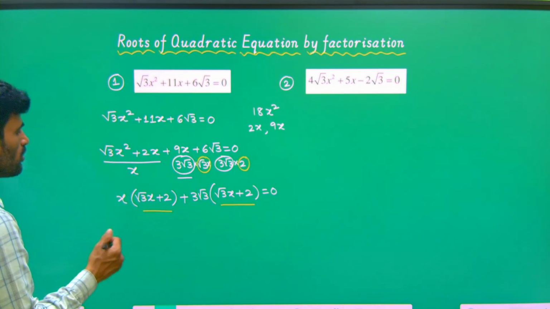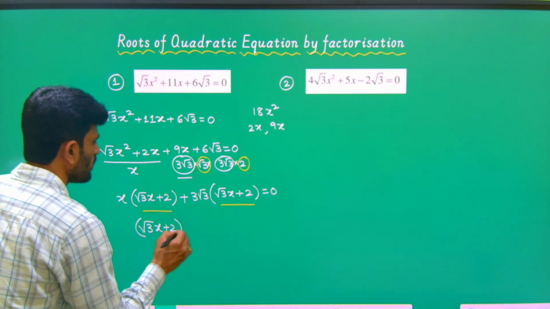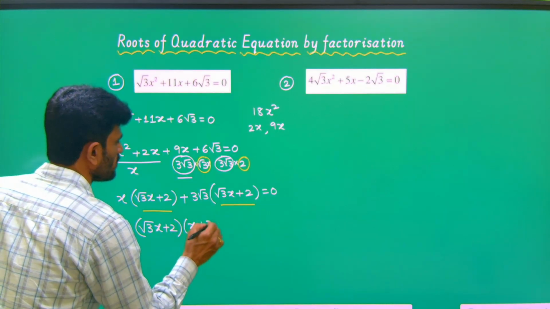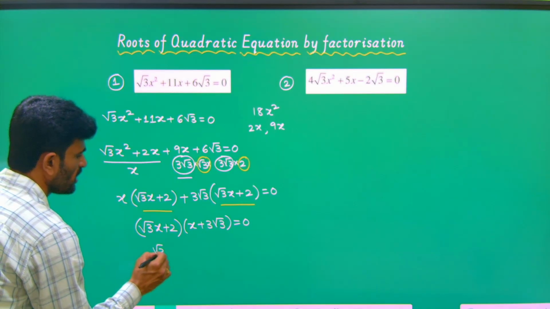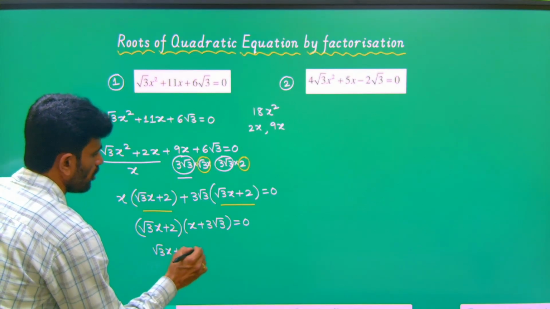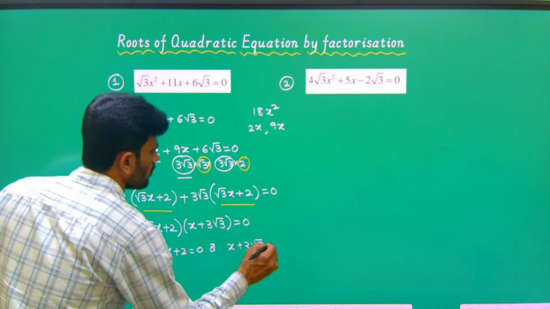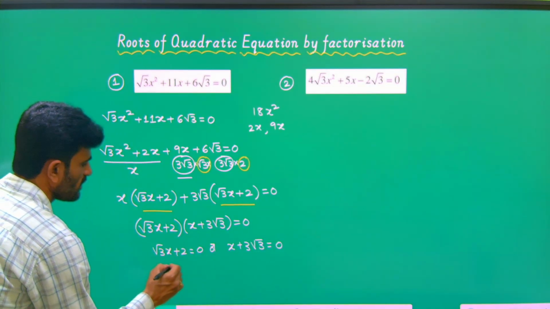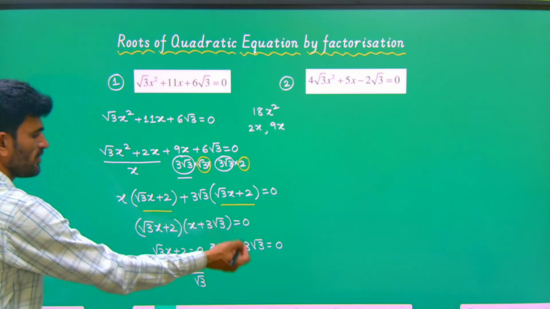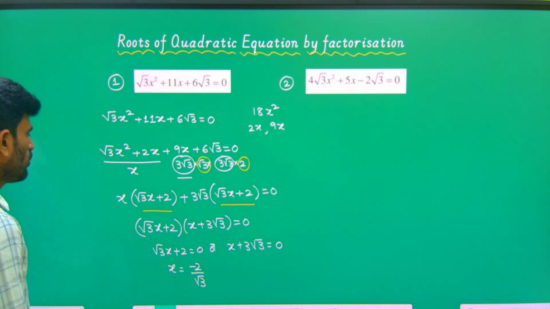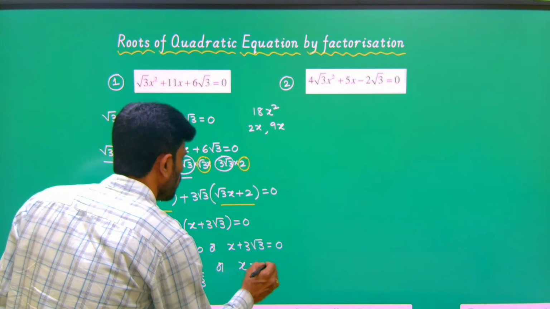Now what do we take common in both? We take root 3 x plus 2 common. Then what is left is x plus 3 root 3, equal to 0. So either root 3 x plus 2 is equal to 0, or x plus 3 root 3 is equal to 0. So x is equal to, I am writing directly, minus 2 by root 3. First we transpose plus 2 to the other side, which gives minus 2, then root 3 to that side, minus 2 by root 3. Or x is equal to minus 3 root 3.